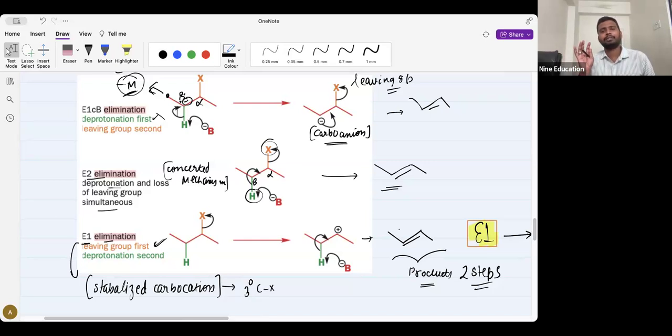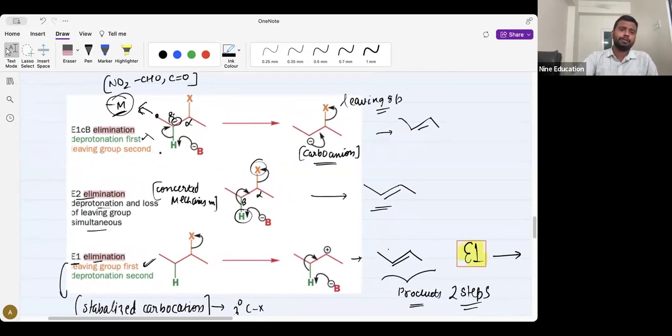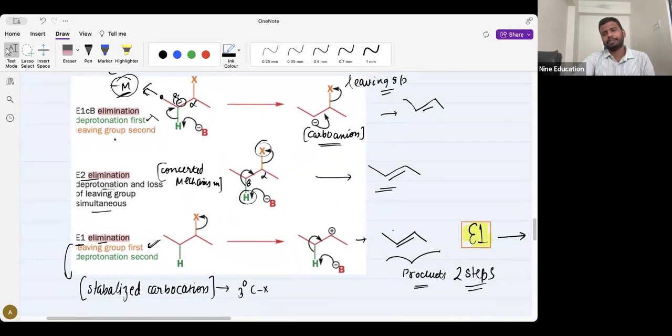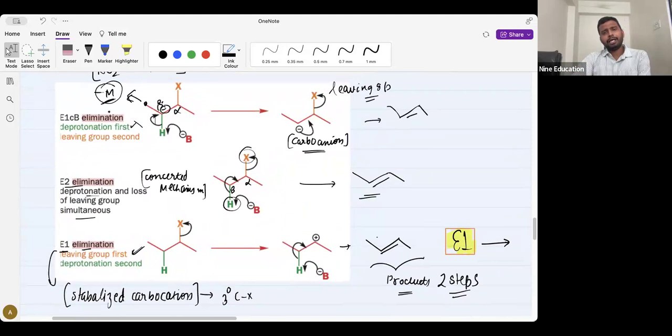Understand? So first check E1CB, E1, then E2. Final answer E2. Always go through E2 if you have a less stable carbocation. Understanding or not? So this was all about E1, E2 and E1CB mechanism. See, these all three are mechanisms, but our reactants and products are the same.